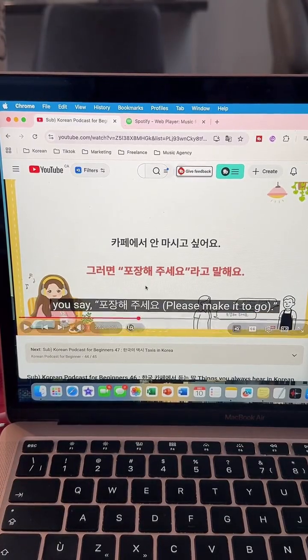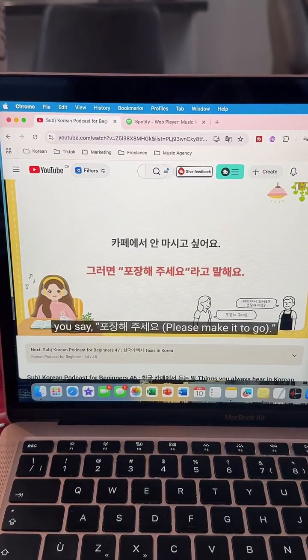Okay. So now let's continue with this sentence just right here. Now that we know that if you do not want to drink at the cafe, this is what you should be saying instead. 그러면 포장해 주세요라고 말해요. So 그러면, do you guys remember?